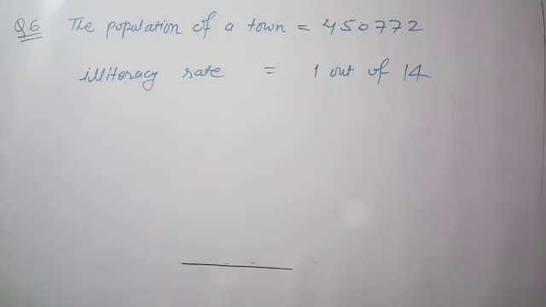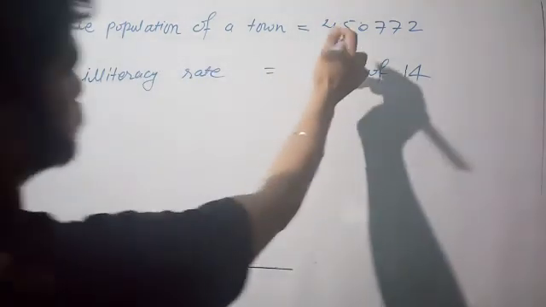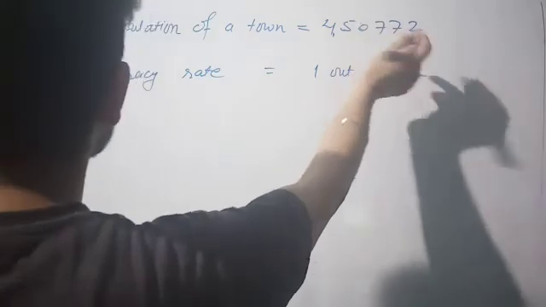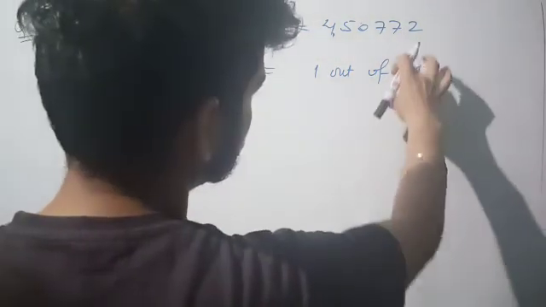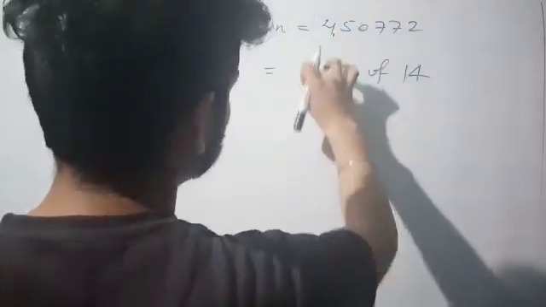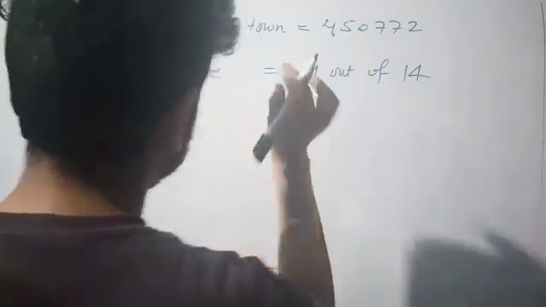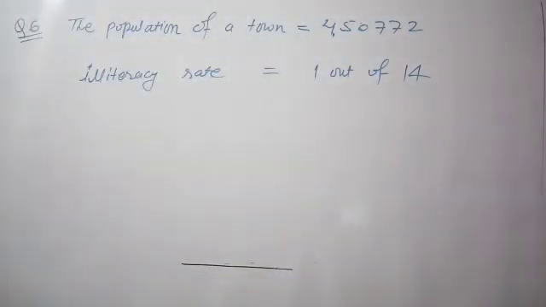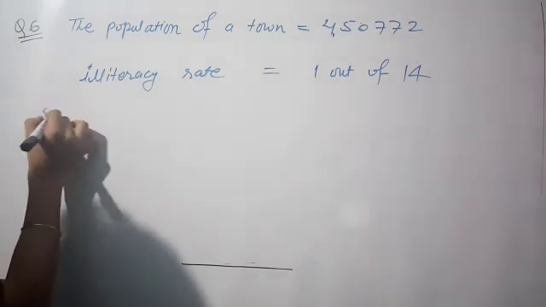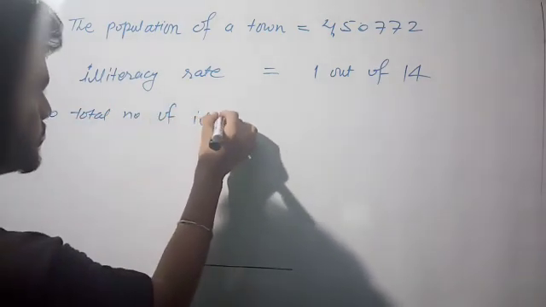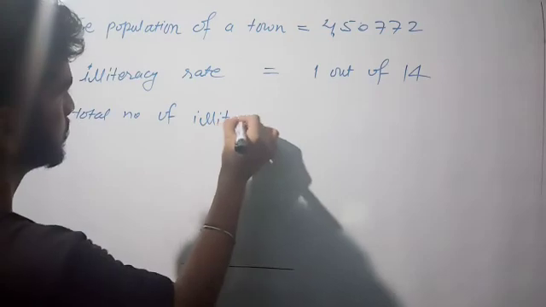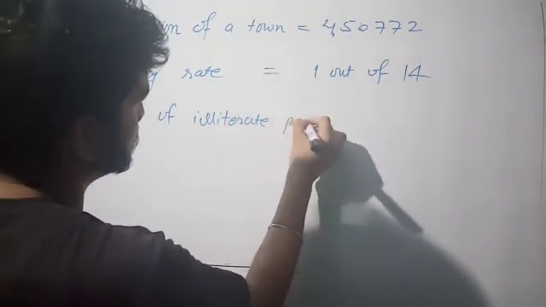Then sixth question, the population of a town is given as 4,50,772. The illiteracy rate in the population is 1 out of 14. It means out of any 14 people, one person must be illiterate. For that we have to find out how many illiterate persons there are in the town, the total number of illiterate persons in the town.